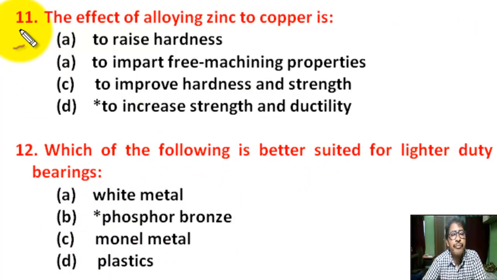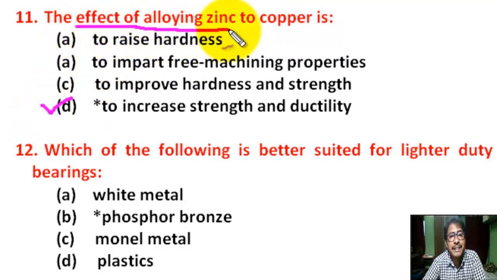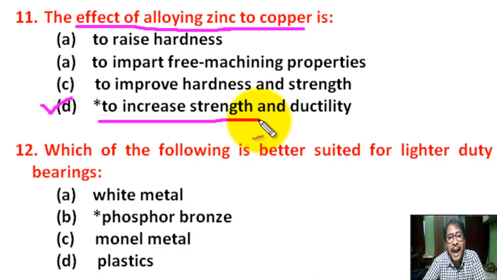Question number 11. The effect of alloying zinc to copper is, there are four options. Correct answer is D. Effect of alloying zinc to copper is to increase the strength and ductility. Okay.